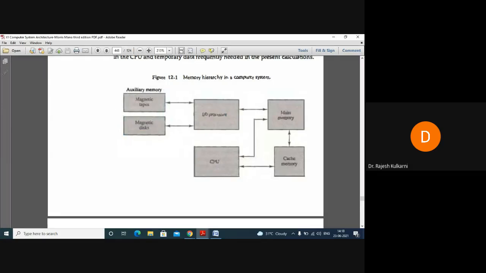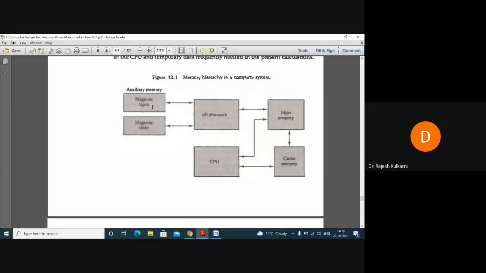Auxiliary memories are also called secondary storage devices. They are also external devices. They are not the core component of the computer, or central to the computer. What is central to the computer? The CPU is central to the computer.